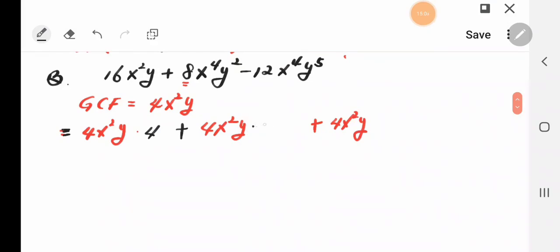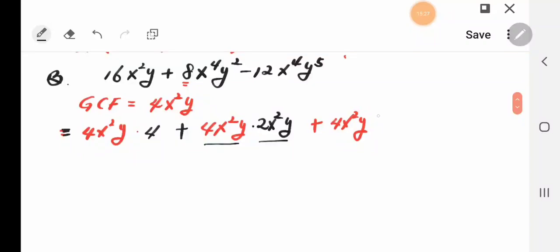So we have 4 times 2 is 8. x squared went out, so x squared is the leftover. And 1y went out, so 1y is left. So when you multiply these two, it should be the same as the second term.